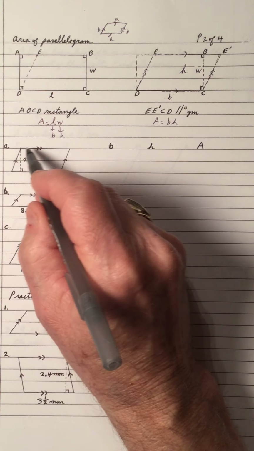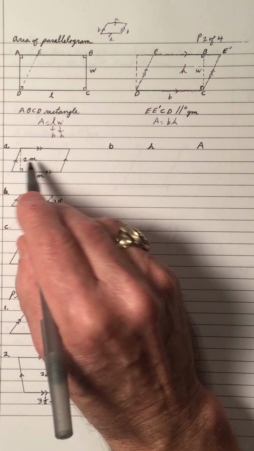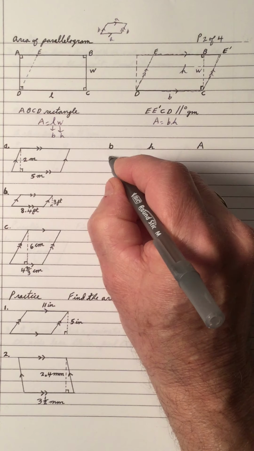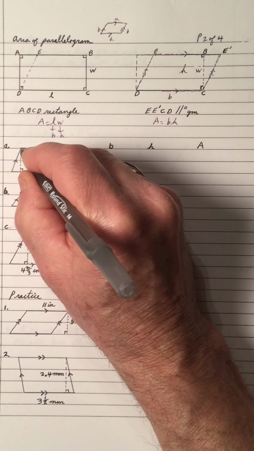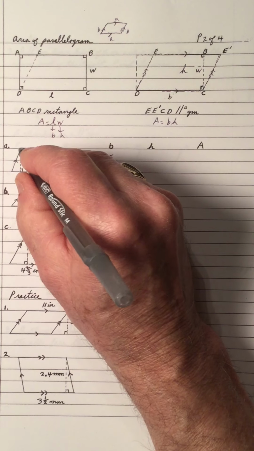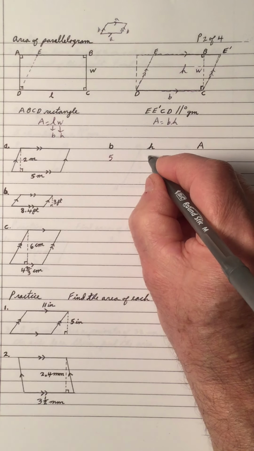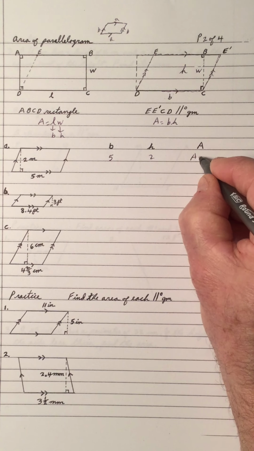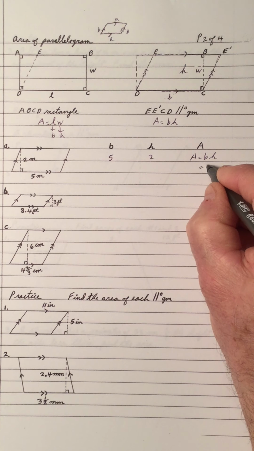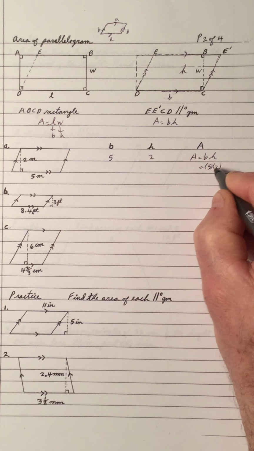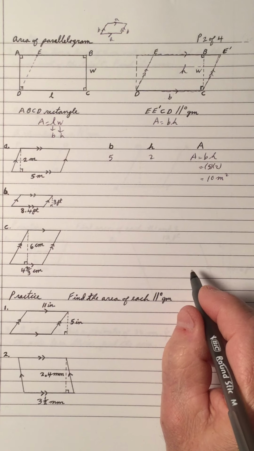So let's work out some examples. A, we have a parallelogram, opposite sides equal, opposite sides parallel. We have a base of 5 and a height, which is drawn as the perpendicular distance between the two parallel lines. So the height is 2. The area is base times height, so it's 5 times 2, and we get 10, and it's area, so it's meters squared.